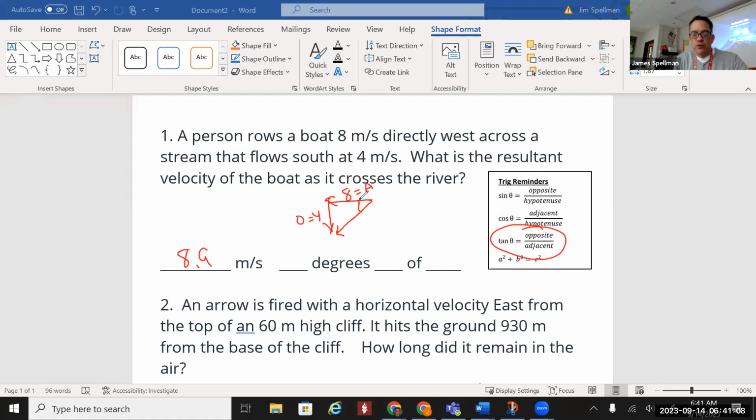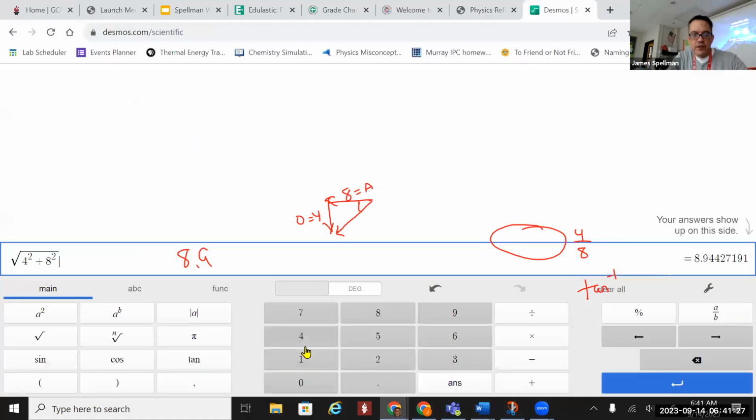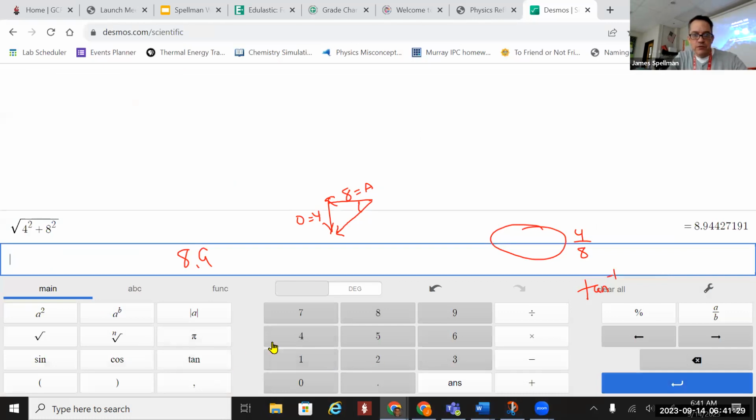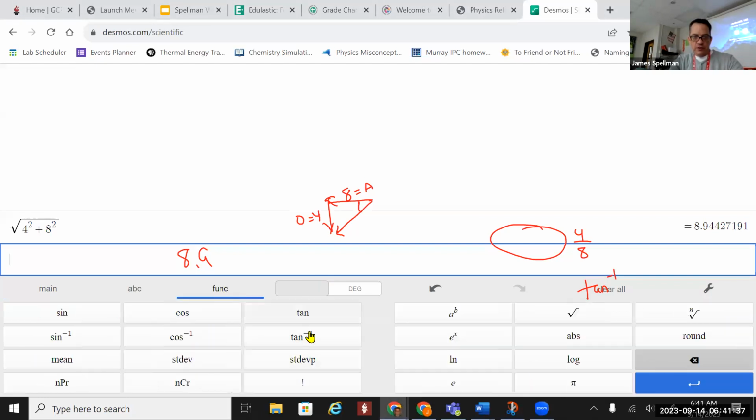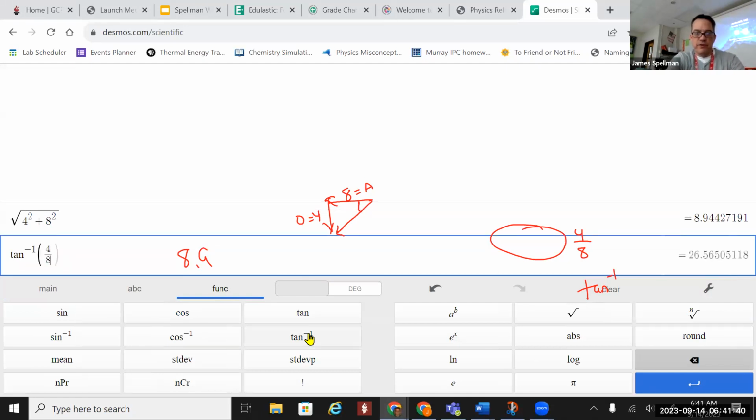So we're going to put the 4 on the top of the fraction, and we're going to put the 8 on the bottom of the fraction. And because we're looking for the angle, we need to use the inverse tangent function. So we're going to go back to the calculator and do the inverse tangent of 4 over 8. Get our functions, inverse tangent, 4 over 8. And it gives us a 26.6 degree angle.